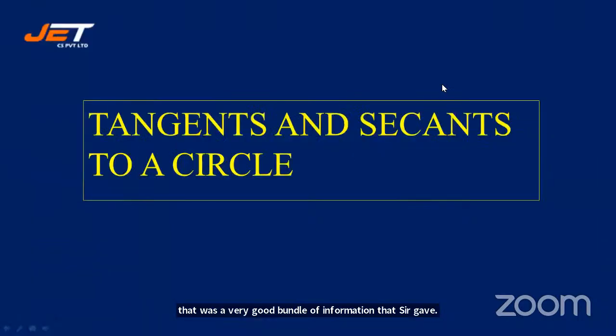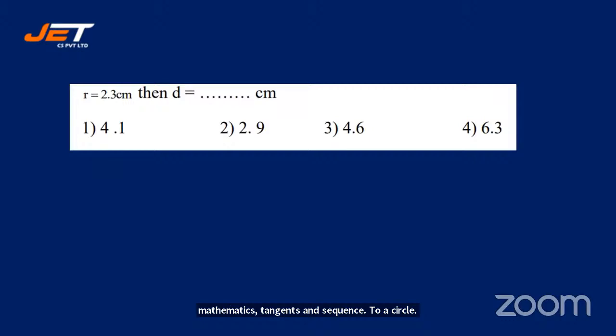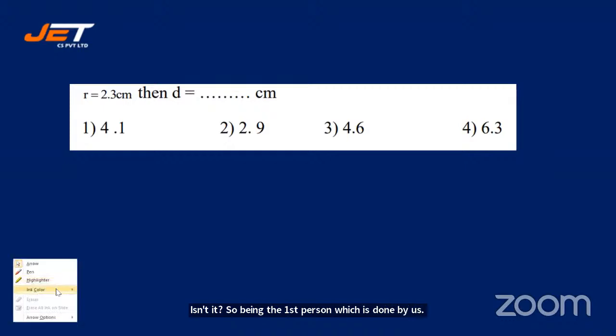All right, students. So today we are going to see in mathematics tangents and secants to a circle. All right, a very interesting session indeed. Right. So the first question is, the radius is given as 2.3 centimeter, and then what would be the diameter? All right. So it's a very simple fact that the diameter is always twice the radius, isn't it?